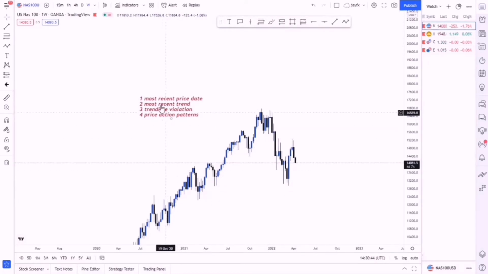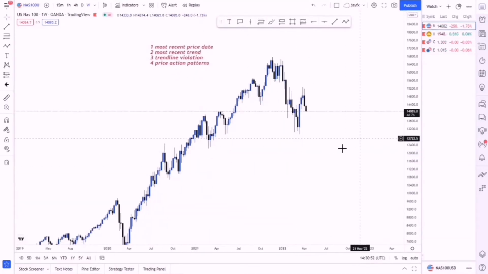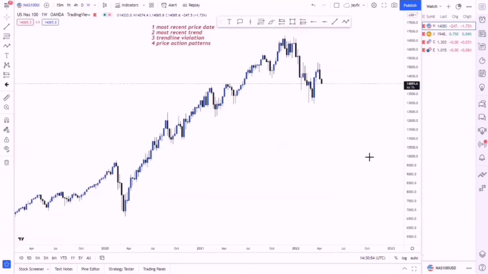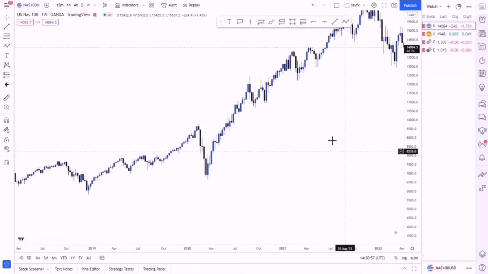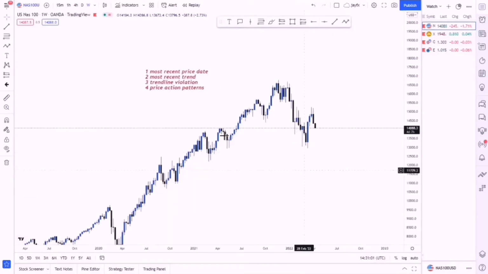So the first thing I look at is the most recent price data, what the market is doing most recently. You understand? I don't need to bother myself looking all the way down here when I want to analyze this market. I just focus on what is happening most recently, because that's where the money is, and that's where the movement is happening. So I need to go with where the movement is happening in the market.